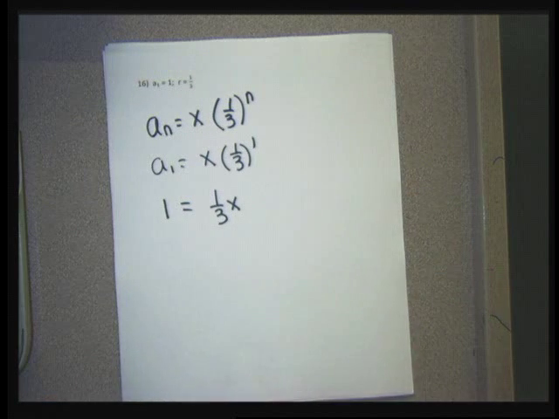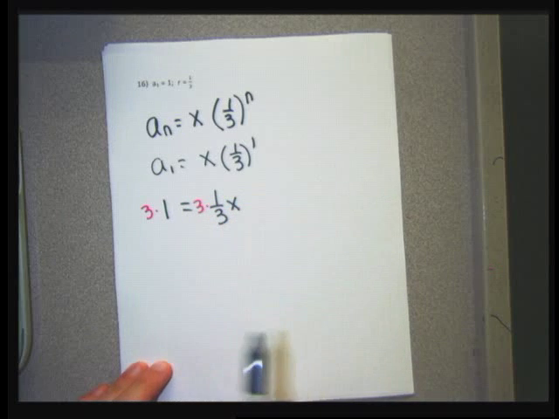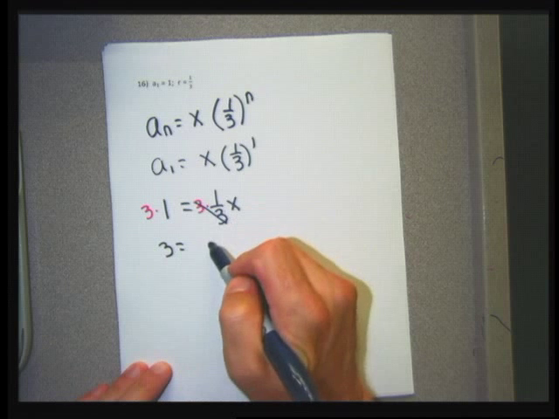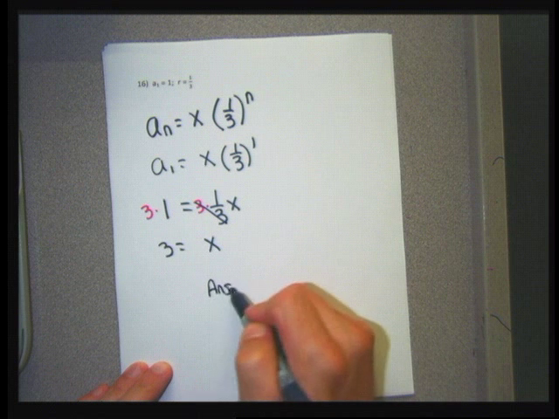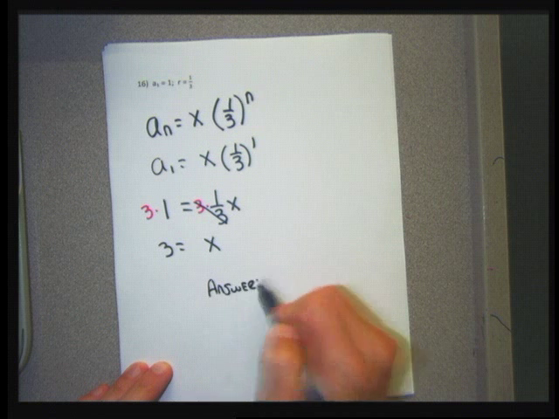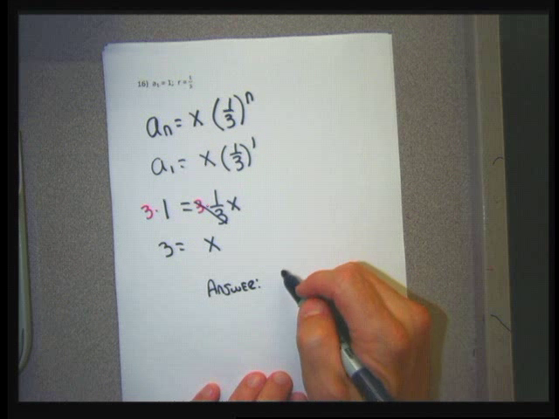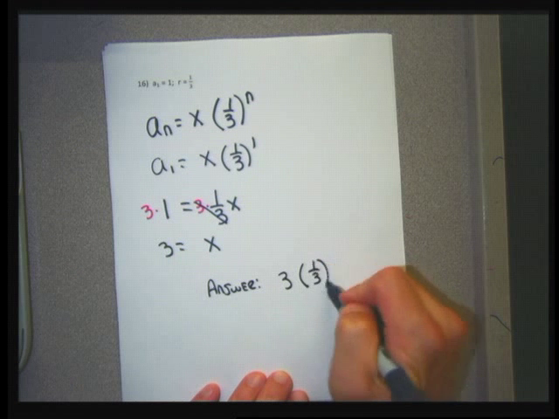And now I'm going to multiply both sides by 3. On the left side, 3 times 1 is 3. On the right side, the 3's cancel. I get 1x, which is just x. So the answer to this problem, the sequence that has the first term of 1 and a common ratio where you have to multiply by 1/3 to get from term to term, is 3 times 1/3 to the n.